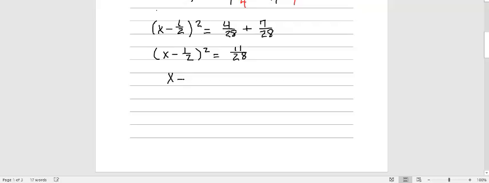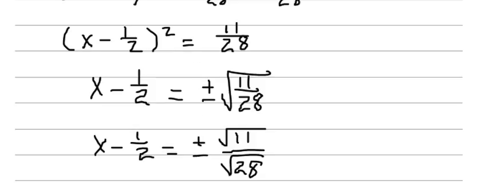So I'm now going to apply the square root property. I lose the power of 2 on the left by applying plus or minus square root to the 11 over 28 on the right. And the square root of 11 over 28, using the quotient rule of radicals, can be written as the square root of 11 over the square root of 28, which I need to rationalize the denominator.